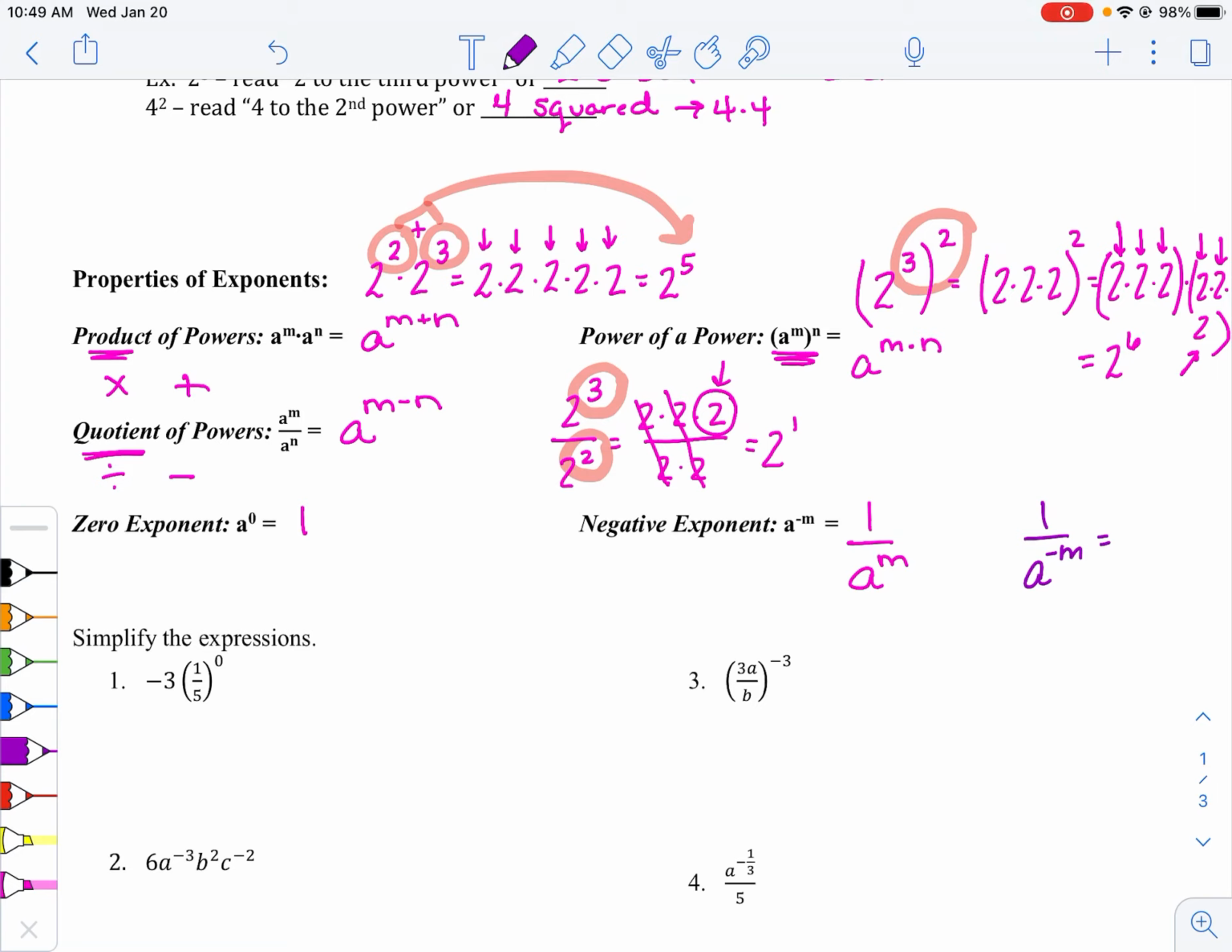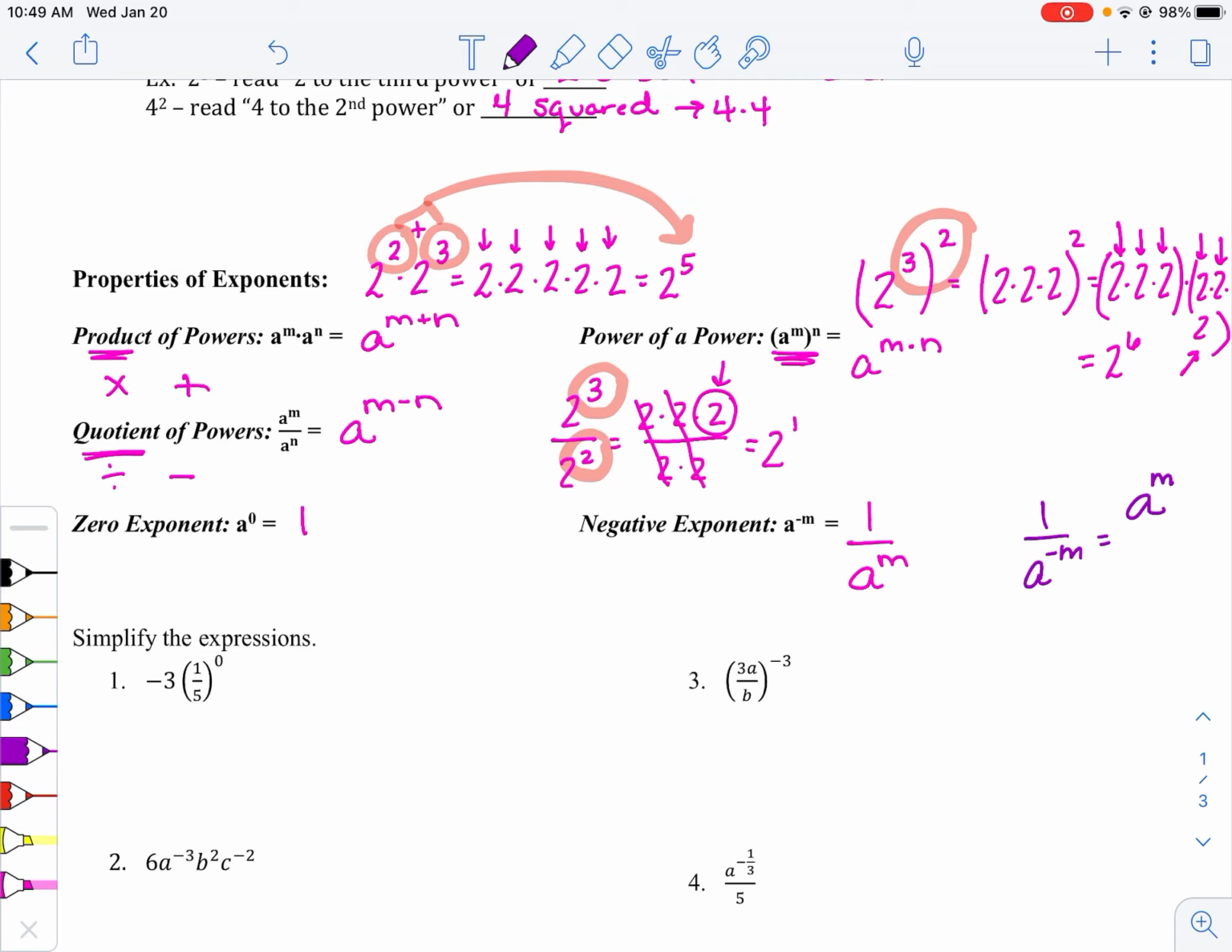negative m. Again, I'm unhappy where I'm at down there in the denominator. I'm going to move upstairs to the numerator. So now I'm happy. I'm going to change my attitude from a negative attitude to a positive attitude. So my exponent changes from negative to positive.